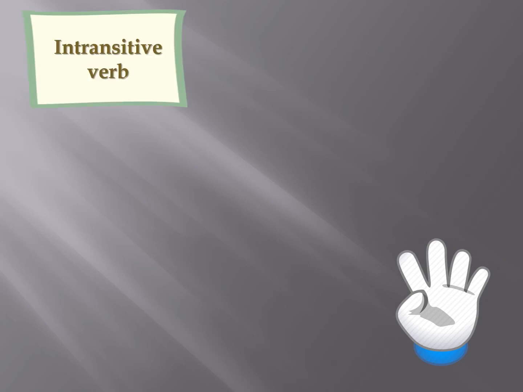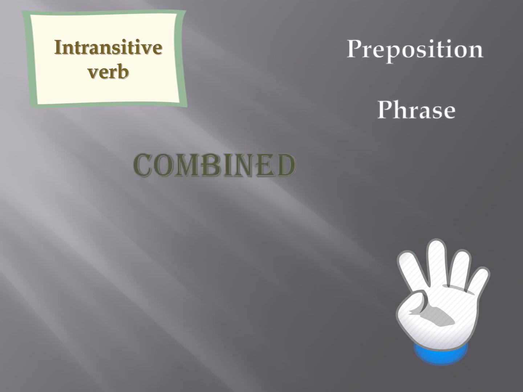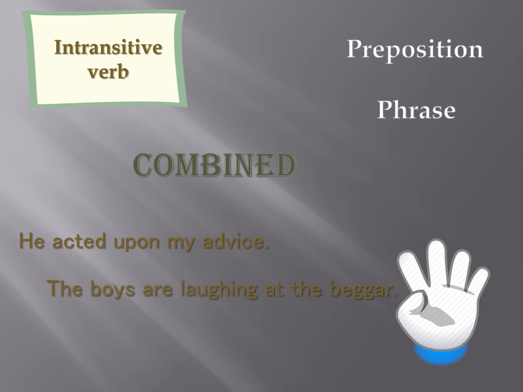Fourthly, an intransitive verb can be used in transitive verb form when combined with a preposition or a phrase. For example, he acted upon my advice. The boys are laughing at the beggar. He objected to my proposal.